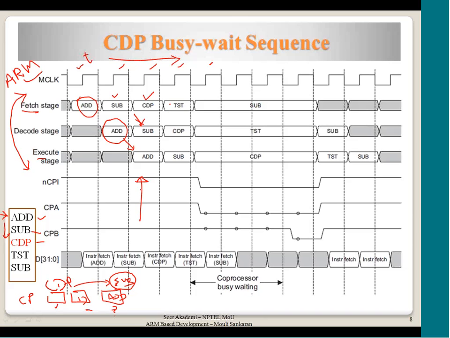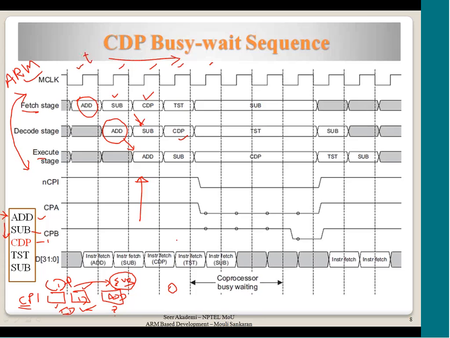And then it gets decoded. Now, when the CDP gets decoded at this time, the coprocessor knows. There may be multiple coprocessors, all of them will look at the instruction, and then one of them will choose that it is its own based on the ID. Assume that this CP is 1 and this instruction is also meant for coprocessor 1. Now, this CP 1 will pick it, it will say I want to use it, I want to execute it.